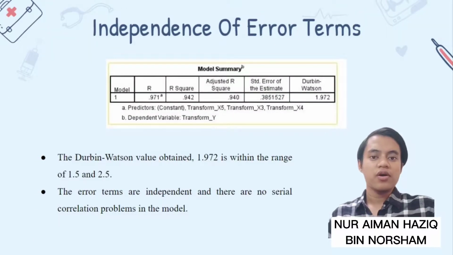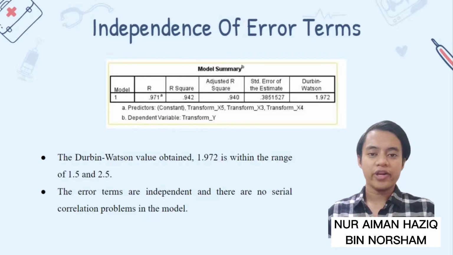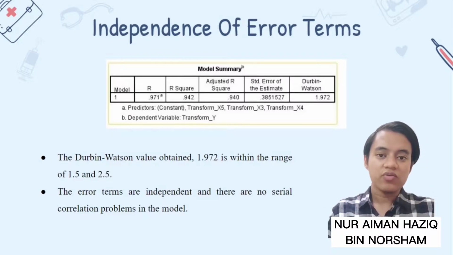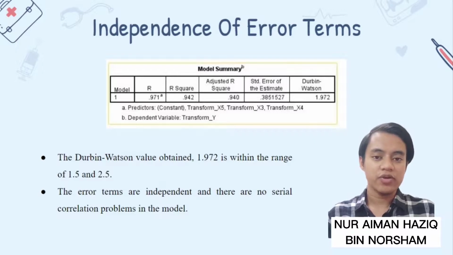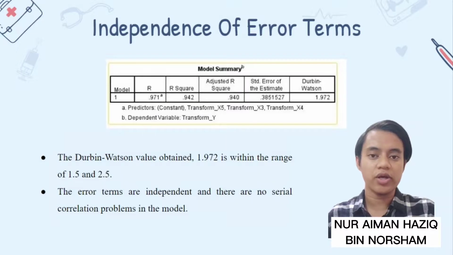Next, we proceed with the independence of error terms for the final model. The Durbin-Watson value obtained, 1.972, is within the range of 1.5 and 2.5. Therefore, we could assume that the error terms are independent and there are no serial correlation problems in the model.